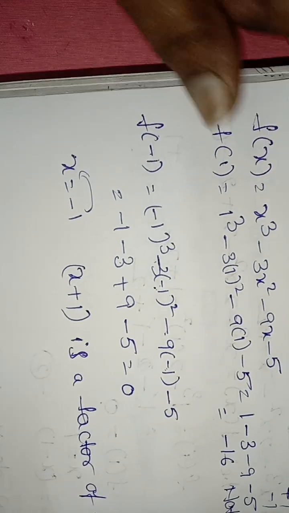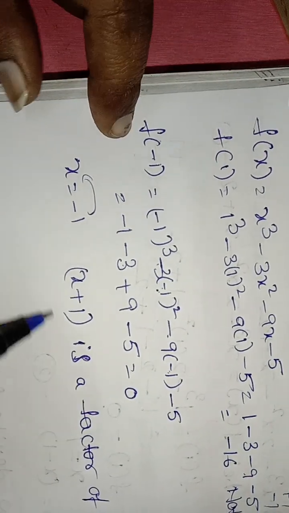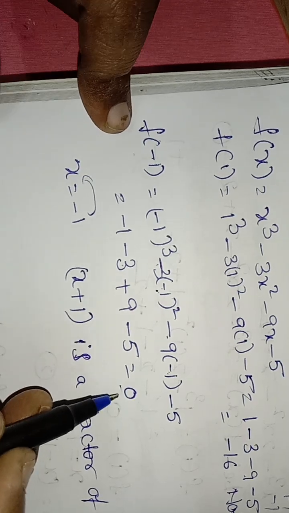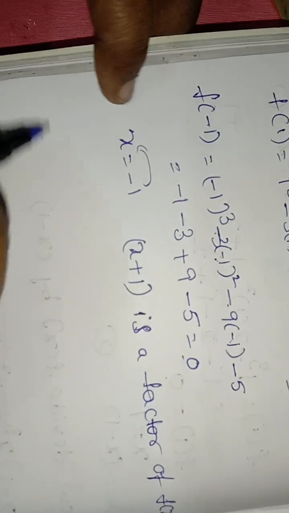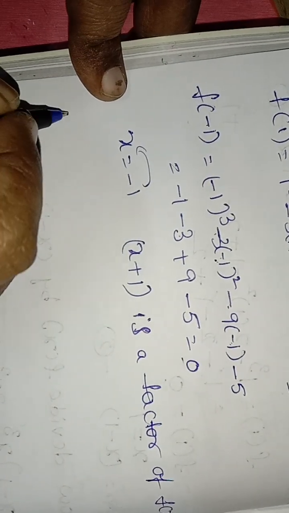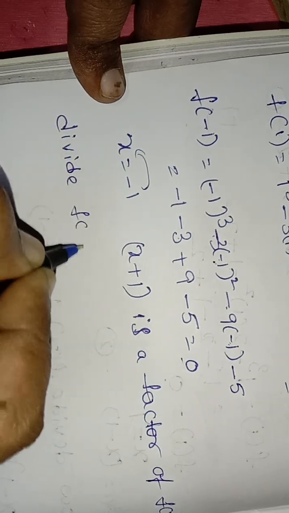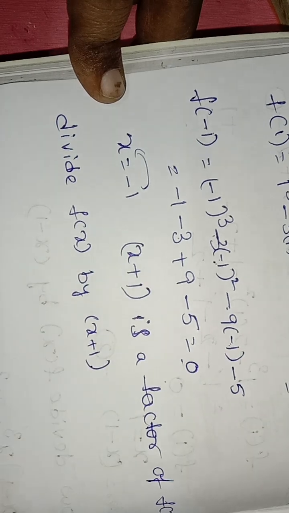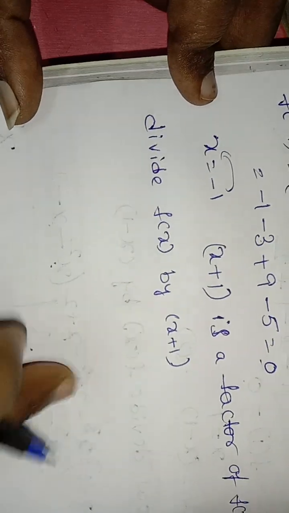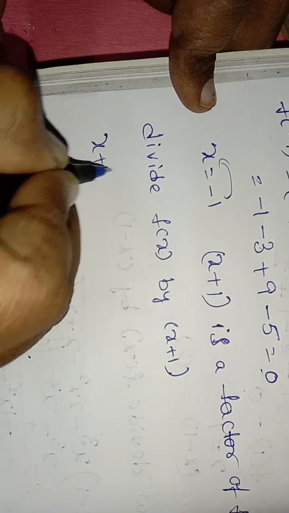By trial and error method we are finding. Just substitute the values plus 1 and minus 1, and you will get 0 in some situation. So that is your first factor. Now you got the first factor. Now what we have to do is divide f of x by x plus 1. We are going to divide the equation by x plus 1 to find the remaining factors.